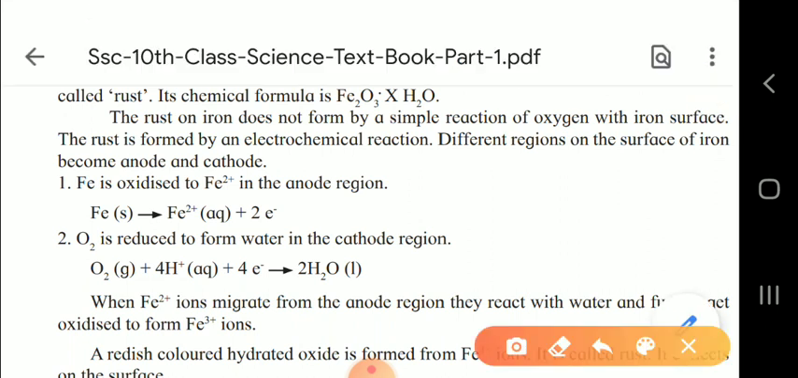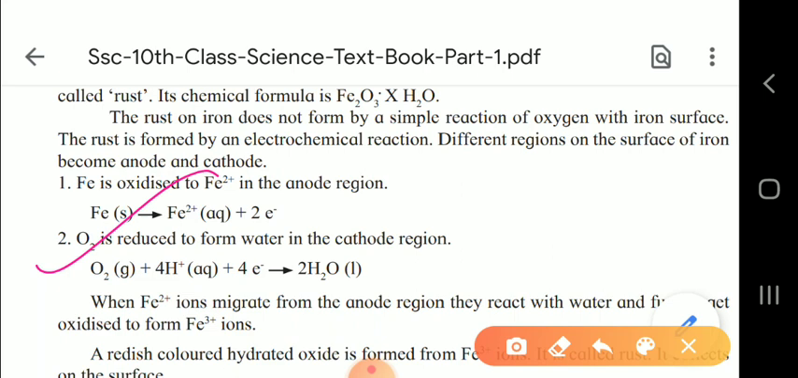Then oxygen is reduced to form water in the cathode region, that is O2 + 4H+ + 4e- gives 2H2O. When Fe2+ ions migrate from the anode region, they react with water, and further we can see that they get oxidized to form ferric ions, or Fe3+ ions. A reddish-colored hydrated oxide is formed from the Fe3+ ion. Fe3+ means ferric. It is called rust, and it collects on the surface.